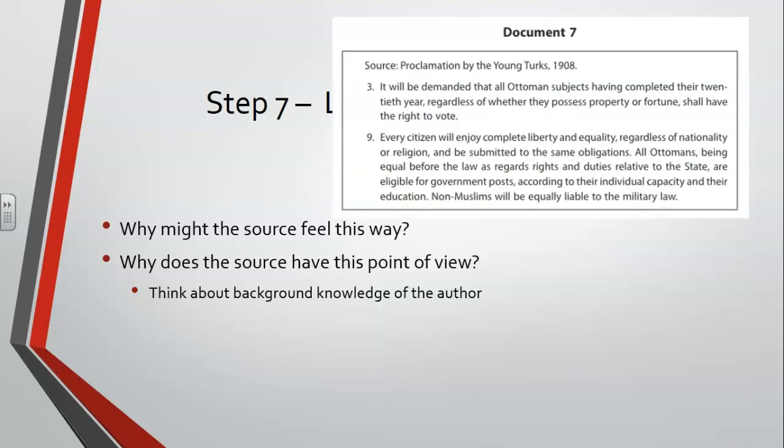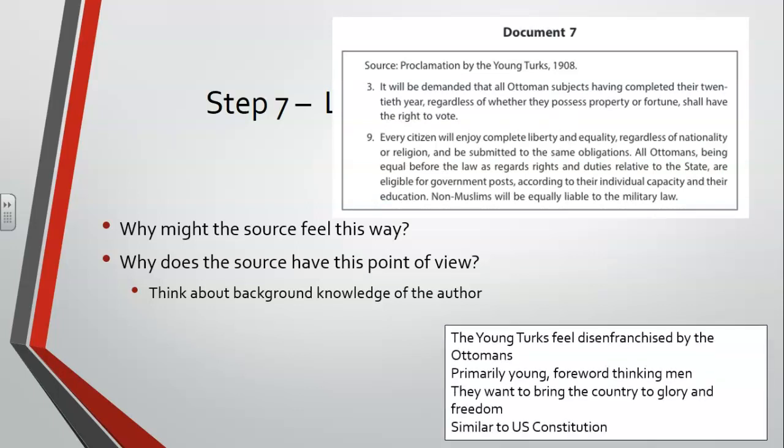So we, again, having this same source right through here, thinking about the background knowledge of the source. This is coming from the Young Turks. The Young Turks feel disenfranchised by the Ottomans. They're primarily young, forward-thinking men, so we know that's going to be happening right through here. They want to bring their country to glory. They do not feel the Ottomans are doing that. They want to bring freedom to their country. They do not feel the Ottomans are doing that. And this is very similar to the United States Constitution. They're going to have some of the kind of the same mindset the framers of the U.S.